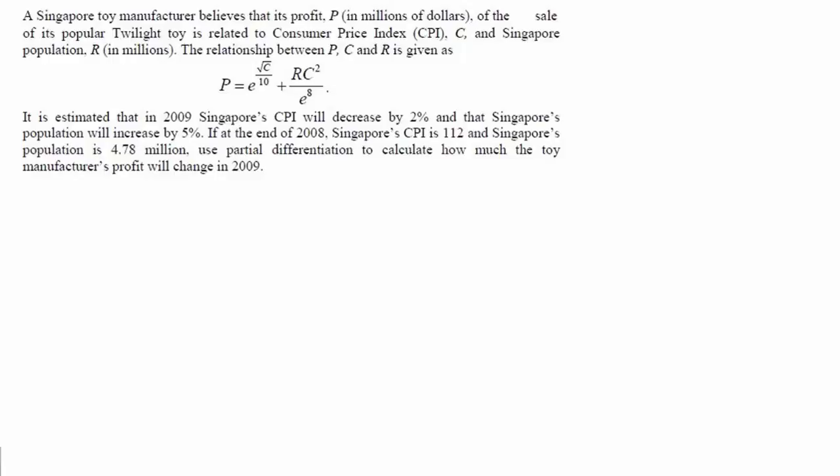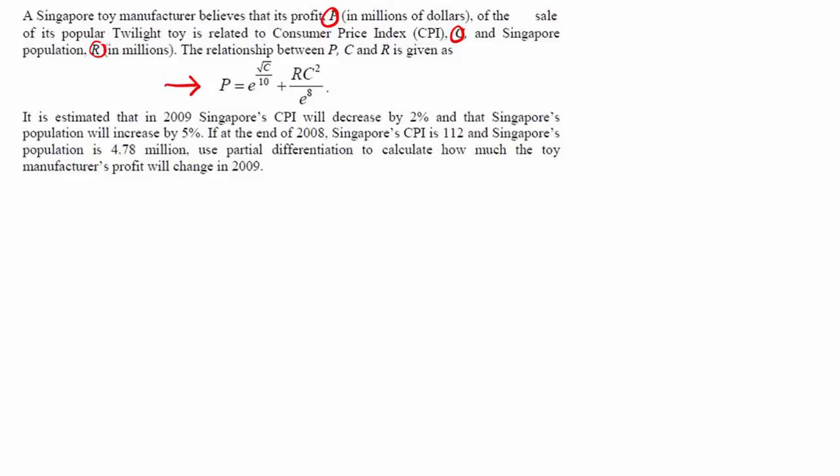Let's look at application of the partial differentiation. So in this question, a Singapore toy manufacturer believes that the profit denoted by P of the sale of a toy is related to the CPI denoted by C and the Singapore population denoted by R. The relationship between P, C and R is given as such.